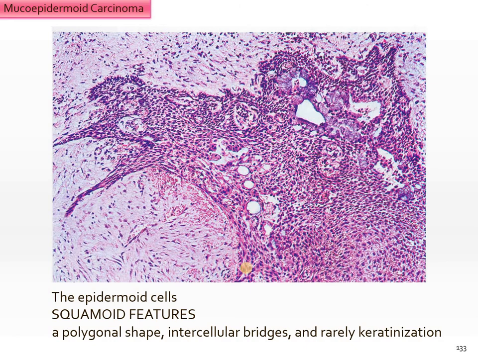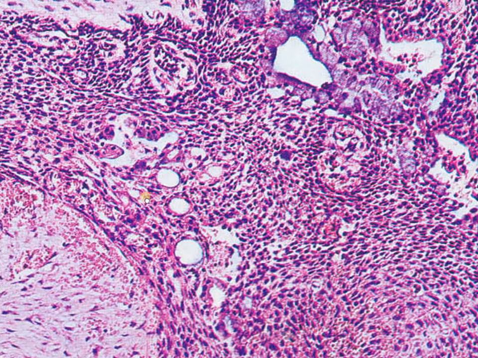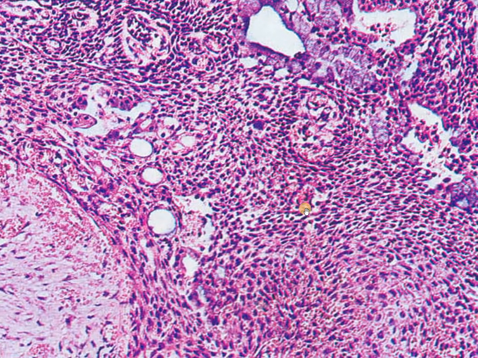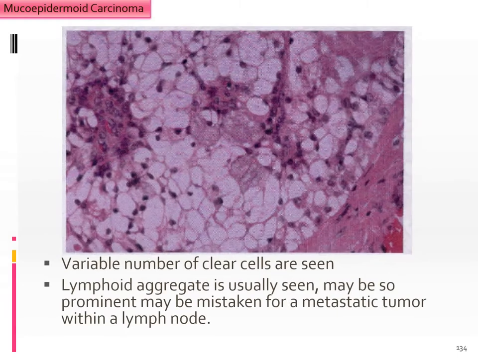This is an area where you see predominantly squamoid features. They are polygonal shaped cells with prominent intercellular bridges. So each of these cells you can see are stretched out together, and these are the epidermoid cells. So now that you know there are three types of cells, based upon the arrangement of these cells and based upon the quantity of these cells, you have three different types.